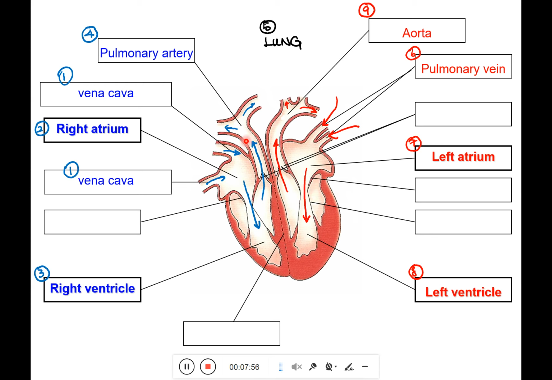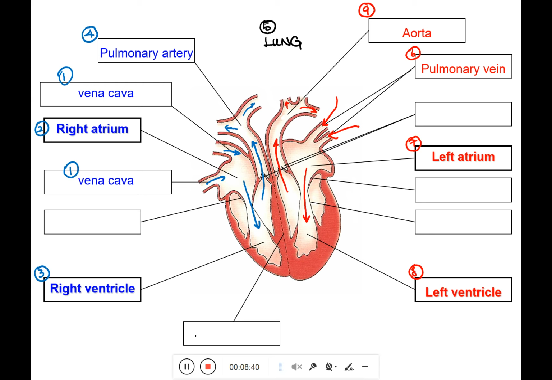Similarly, these vessels, even though they are carrying the oxygenated blood, even though I use blue color, are arteries because they direct the blood away from the heart. Now, there are some blanks that are remaining. It means that these structures are not heart chambers, and they're not blood vessels, but they are involved in directing the blood flow. These structures ensure the blood flows in the right direction.